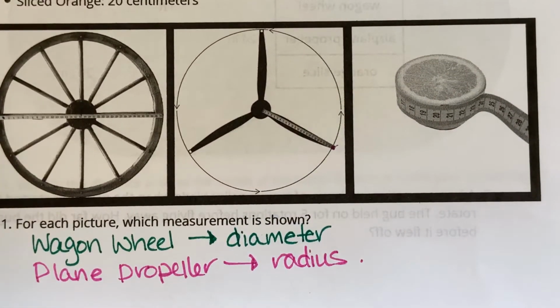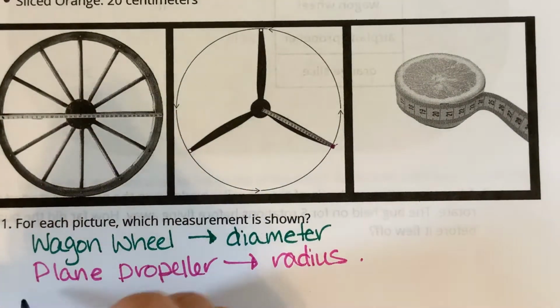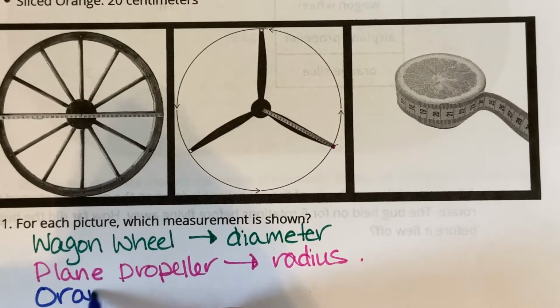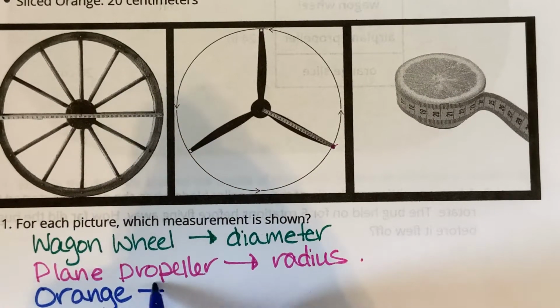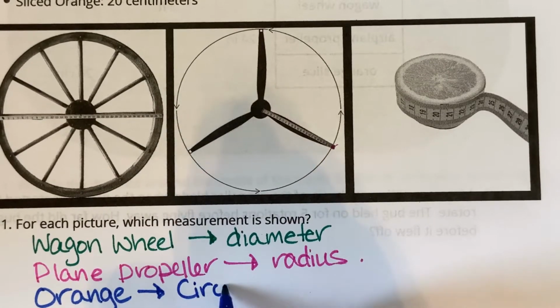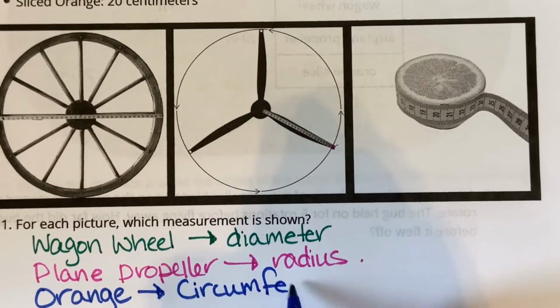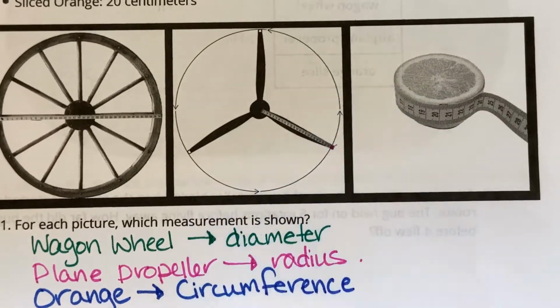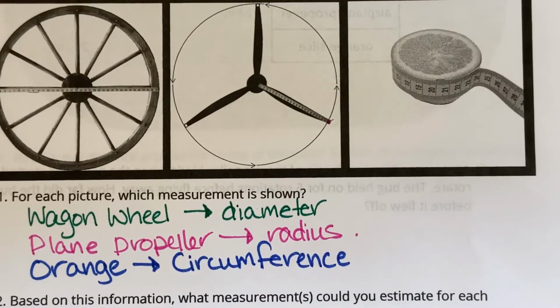And then the last one, the orange, it measured around the outside of the orange, so that's showing me the circumference. Okay? So it's just showing you the different measurements that you can use. The second part says, based on this information, what measurement could you estimate for each picture?